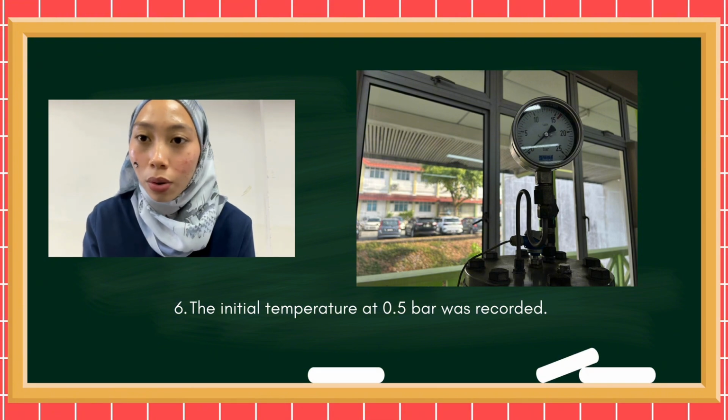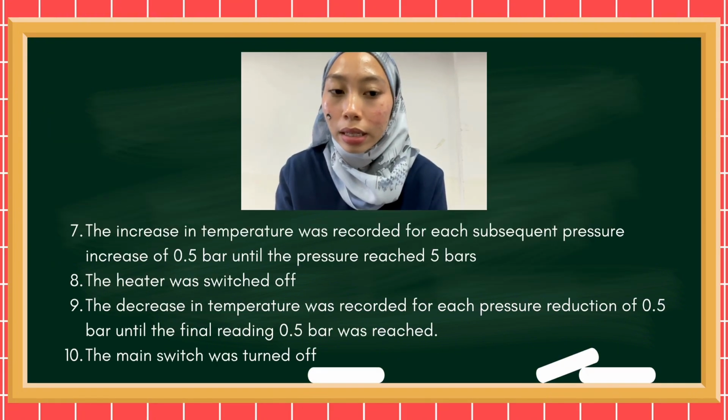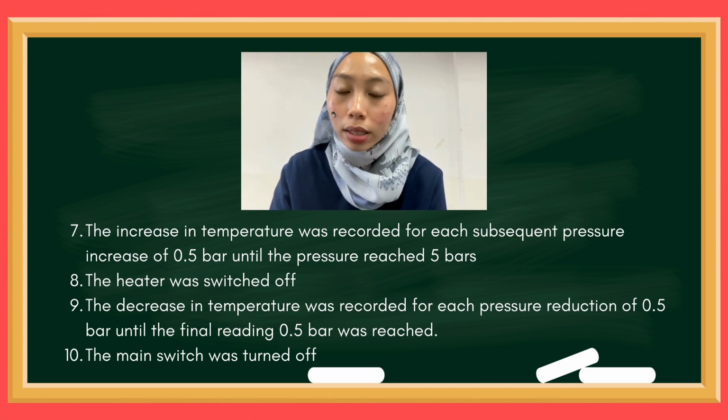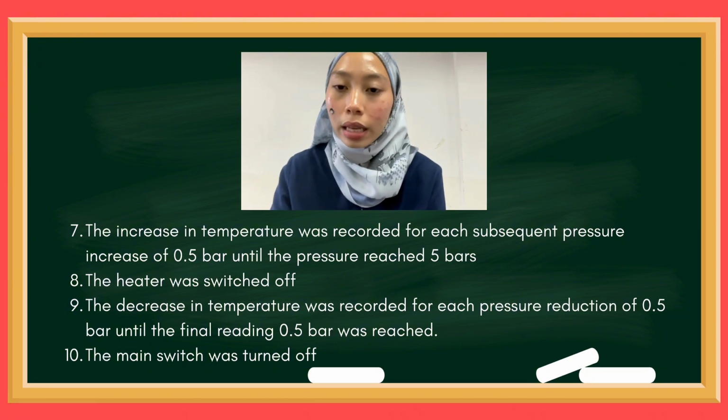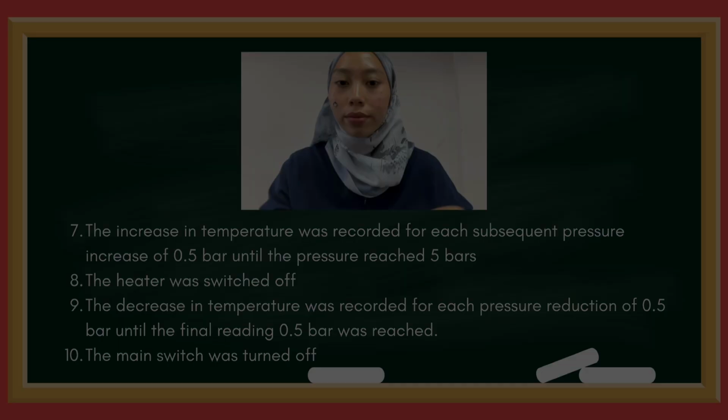with a pressure of 0.5 bar, and then the increase in temperature was recorded for each subsequent 0.5 bar until the pressure reached 5 bar. Then the heater was switched off, and the decrease in temperature was recorded for each pressure reduction of 0.5 bar until it reached 0.5 bar. Lastly, the main switch was turned off.